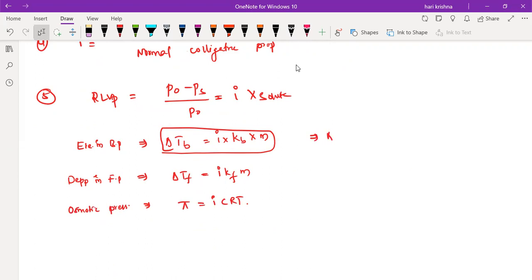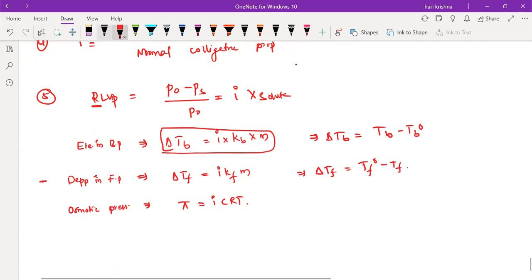Here, what is delta Tb? Tb minus Tb naught. And what is delta Tf here? Tf naught minus Tf. That is very important. Relative lowering of vapor pressure first will have the P naught minus Ps. Depression in the freezing point is also similar, so these two have a similarity like this: Tf naught minus Tf.